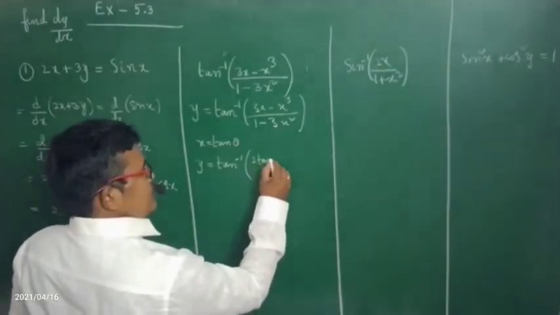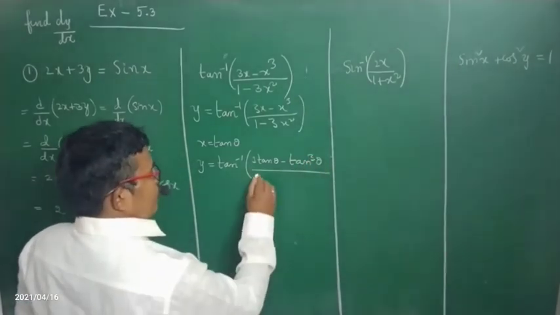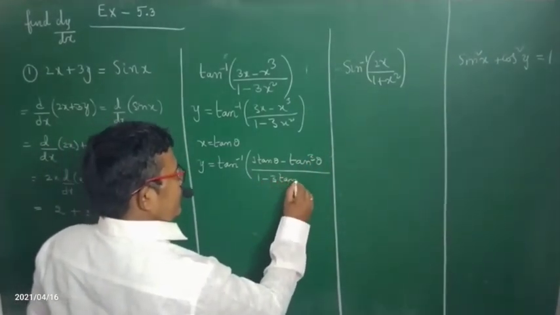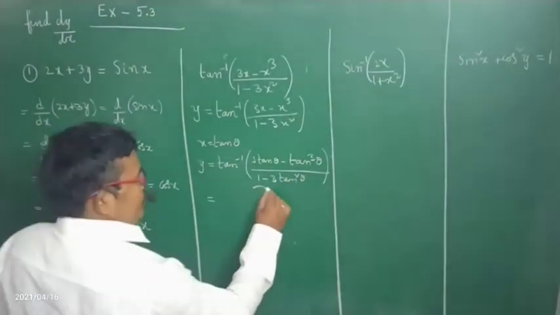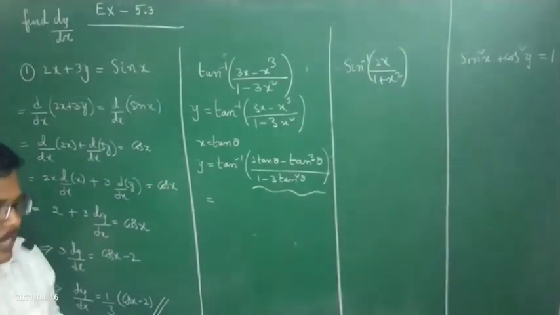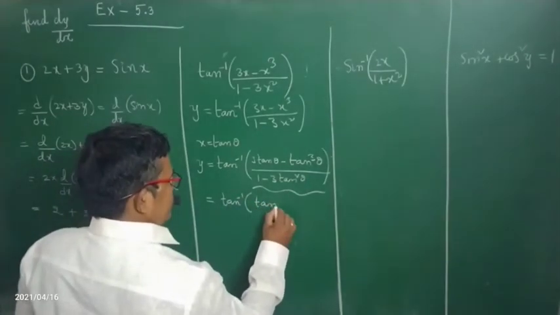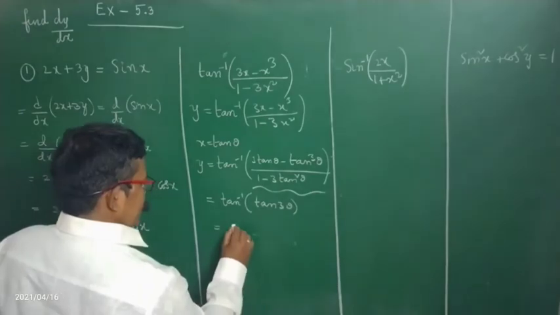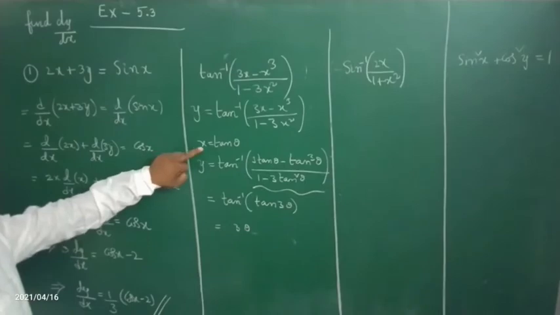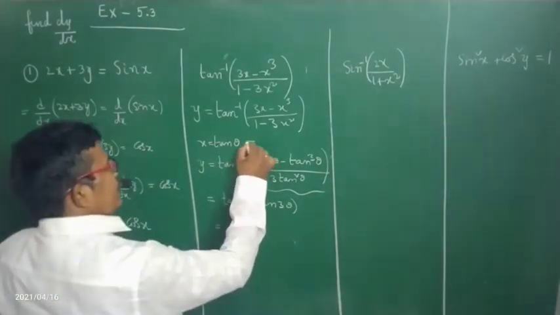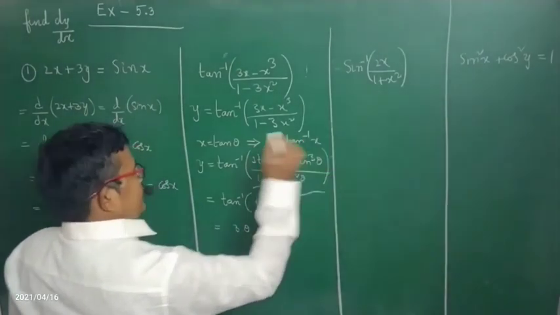Now y becomes tan inverse of (3 tan theta minus tan cube theta) by (1 minus 3 tan square theta). This is nothing but tan 3 theta. So tan inverse tan 3 theta implies 3 theta. Here when you substitute x equal to tan theta, then automatically theta becomes tan inverse x.